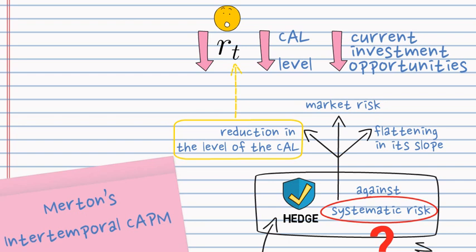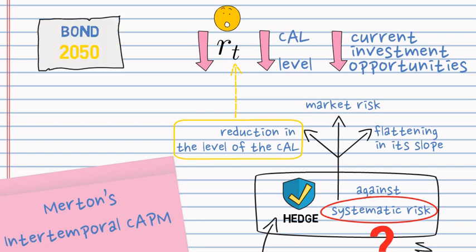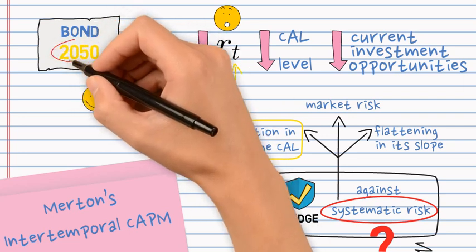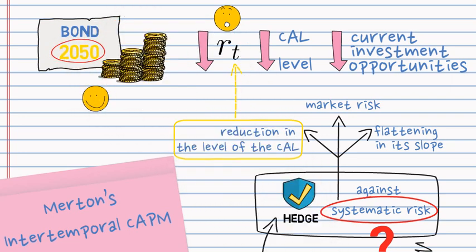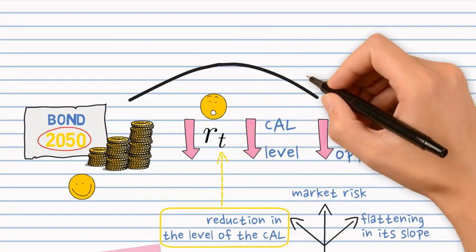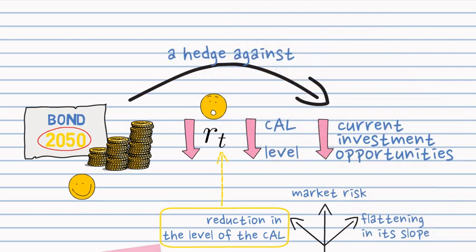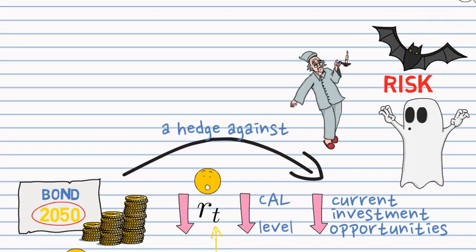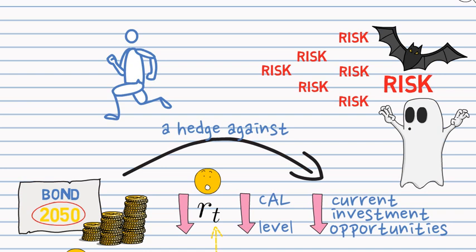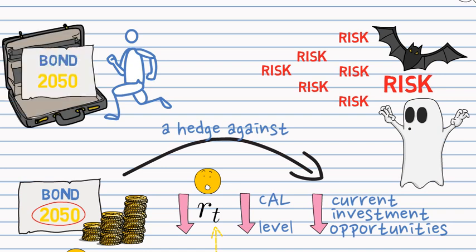At the same time, a surprise reduction in the short rate makes the bond pay out more than expected. Especially long-term bonds pay out more than expected because of their long duration. Hence, a long-term bond is a hedge against the worsening of current investment opportunities. And the risk-averse investor likes to hold such an asset in his portfolio, even if it appears relatively expensive.